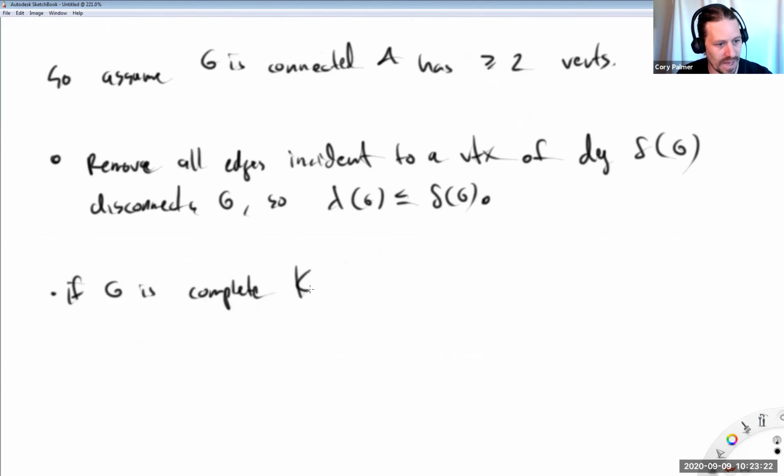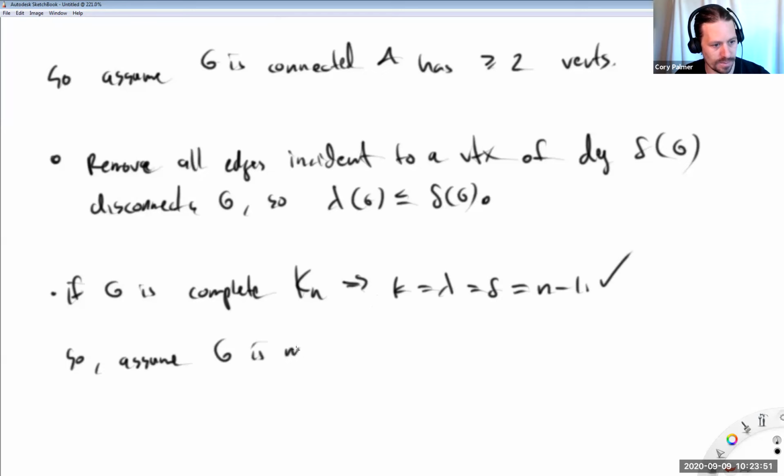If it's a complete graph Kn, then actually we already figured this one out a moment ago, then all 3 parameters are equal to each other, right? Then kappa equals lambda equals little delta. And so we're done in that case as well. Yeah, they're all equal and they're equal to n-1. So that case is dealt with as well. So we can also assume G is not complete.